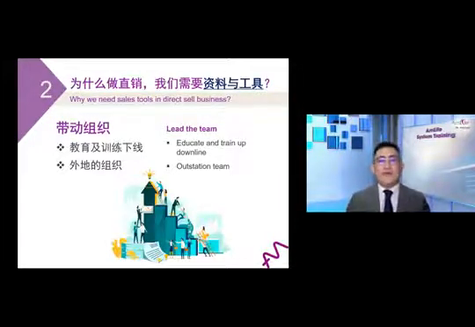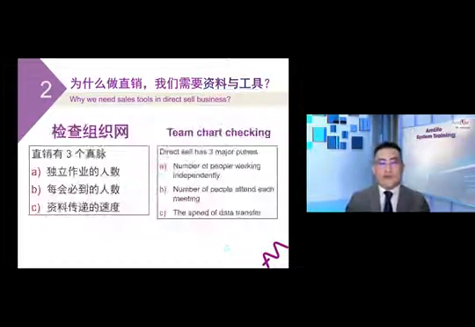All right. So it is the fastest way to educate and train up our downlines, and is also the fastest way to communicate with the team which are outstation or even overseas. We use these kind of materials as a source of information for them, right?